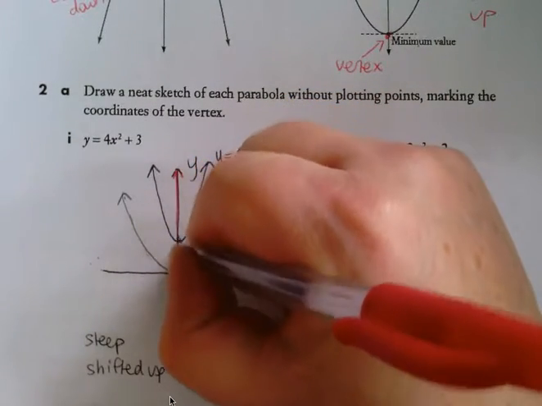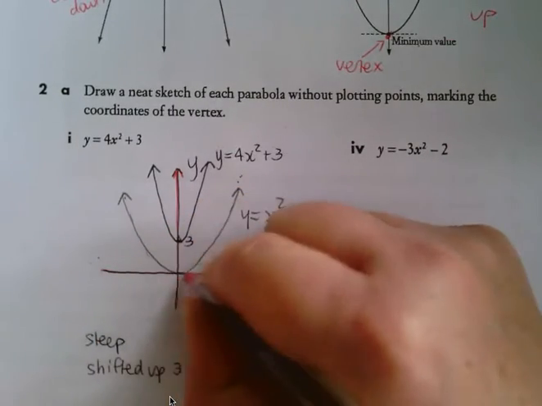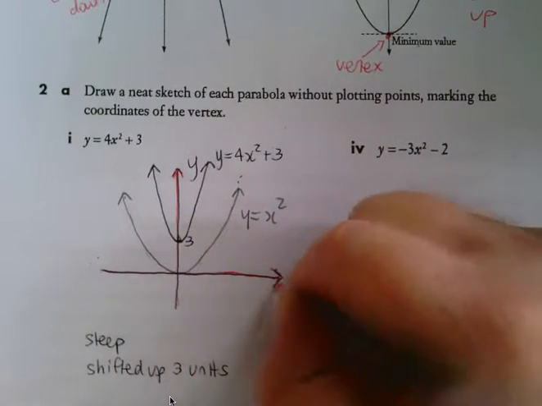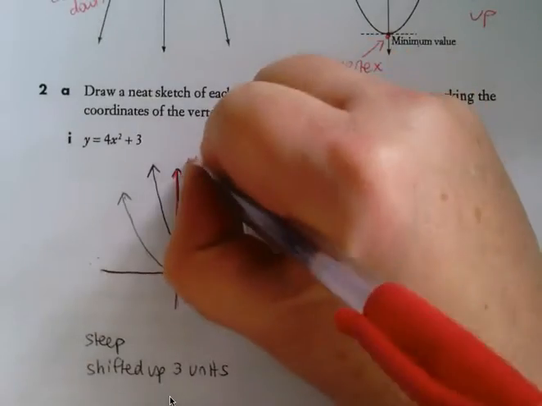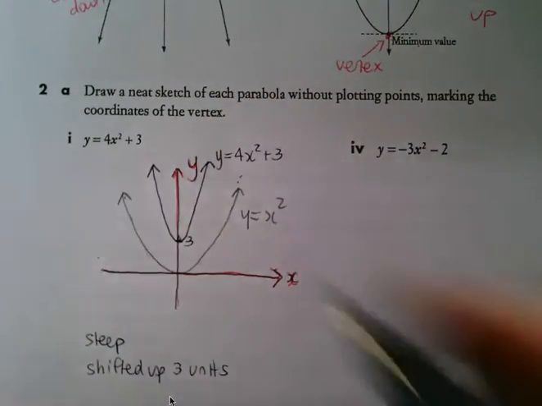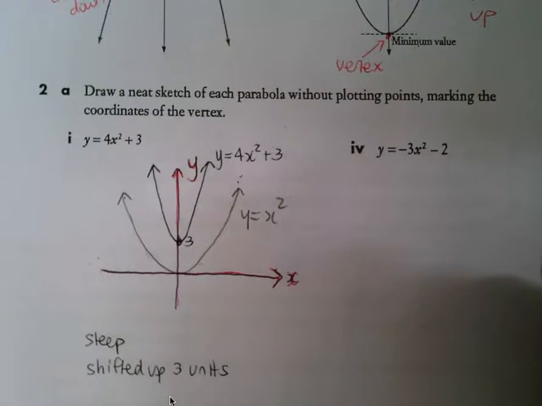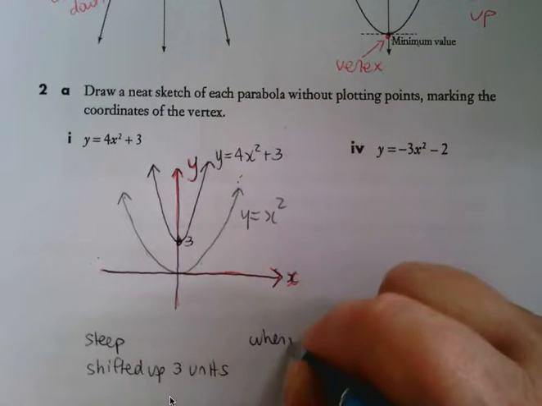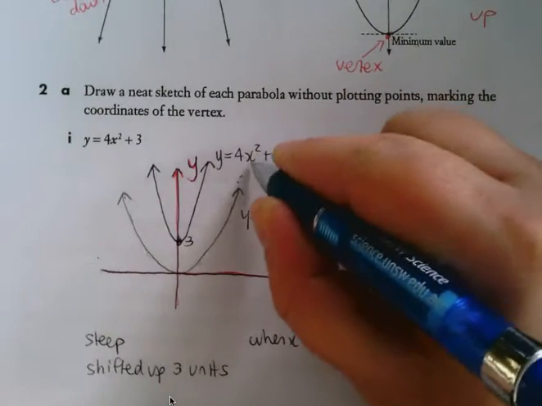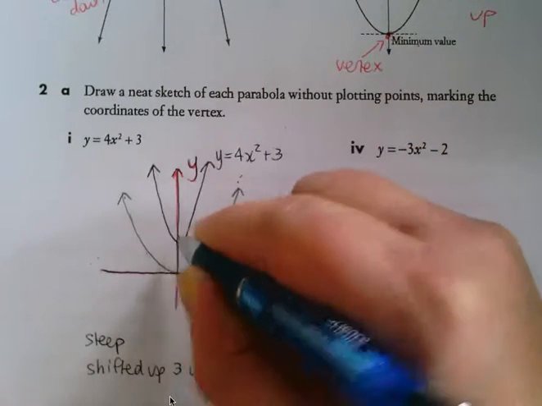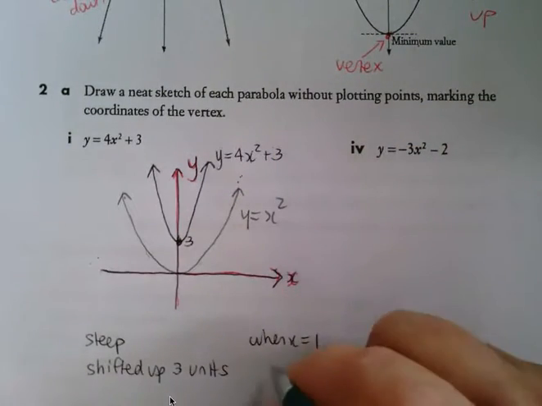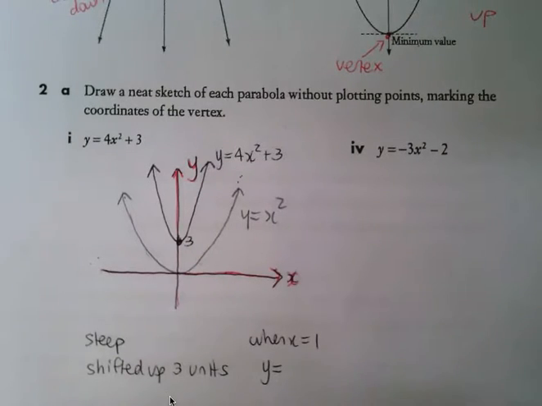Now, you know what? It's not a bad idea just to plot one point on the graph apart from this point. Now, I know that's my vertex. How could I plot another point on the graph? You substitute. Well, when x is 1, so don't do when x is 0. When x is 0, y was 3. That's the minimum value of the graph.